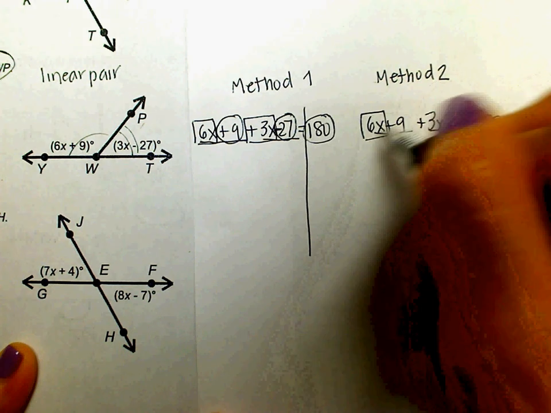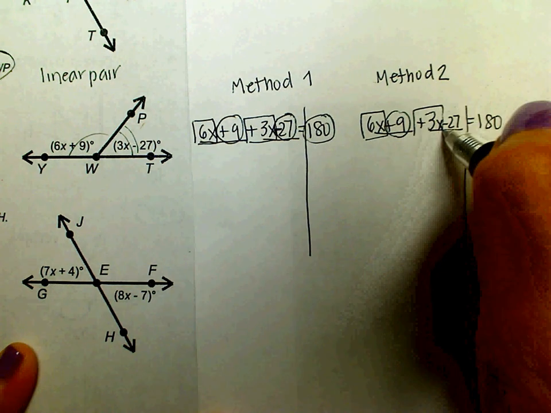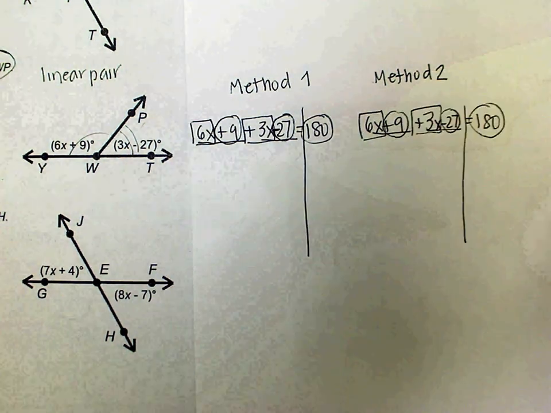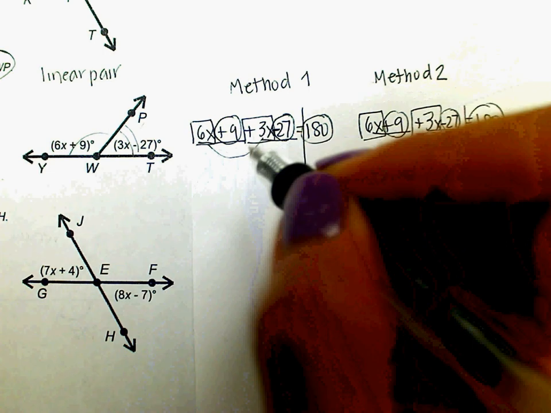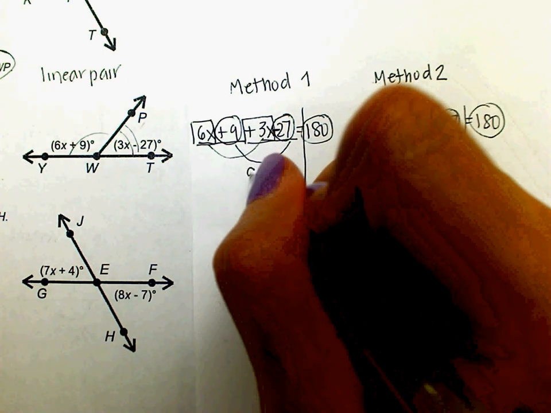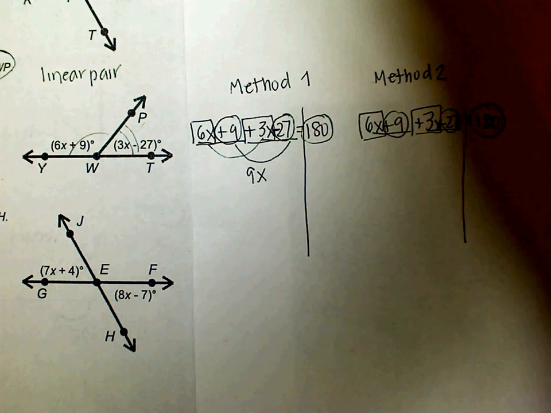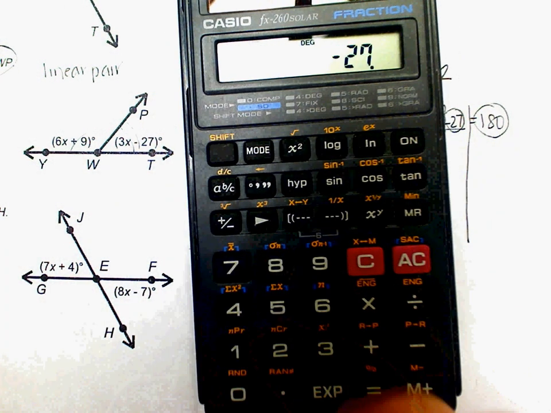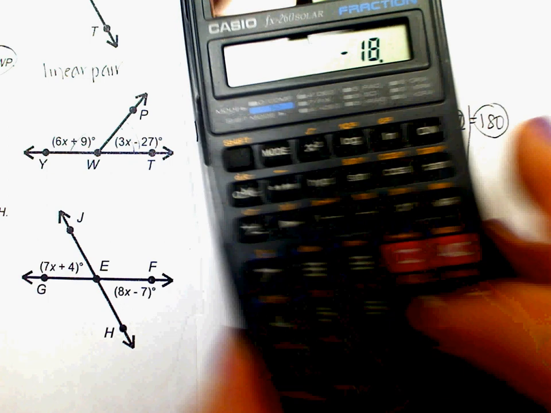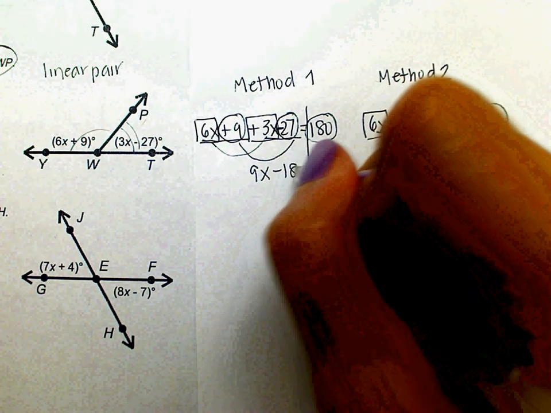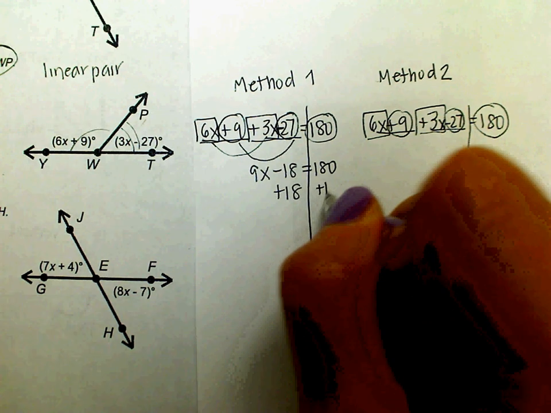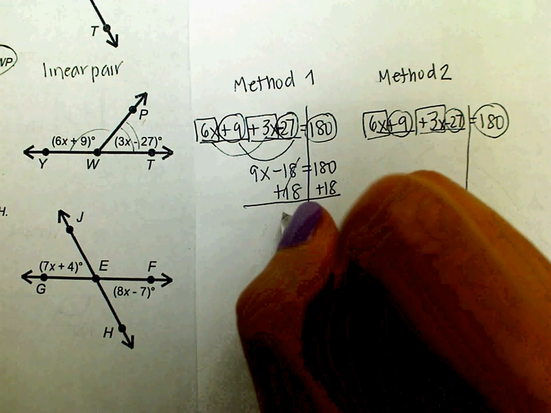Sometimes our own handwriting messes us up if we're not careful. Alright, so here I'm going to do method 1 first, combine like terms. You see 9x, and then 9 plus a negative 27. My brain is tired today, so let's try negative 27 plus 9, okay, negative 18. So minus 18 equals 180. Now since that's negative, you add it to both sides, inverse operations, and then that's going to be 198.